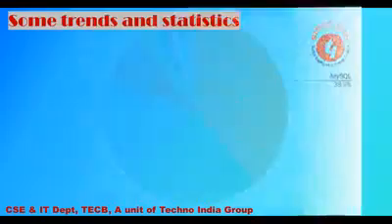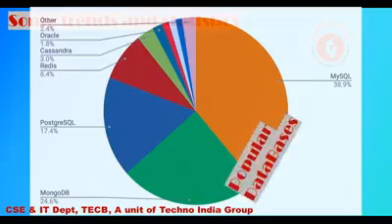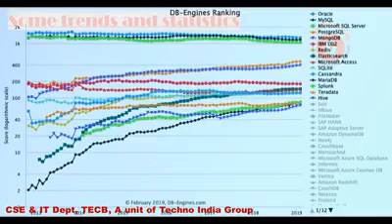In terms of popular databases, you can see that MySQL has the most number of users, followed by MongoDB, followed by PostgreSQL, followed by others. Now comes the database engine ranking. You can see that the top 4 are still SQL based. MongoDB is in the 5th place, which is a NoSQL database engine.